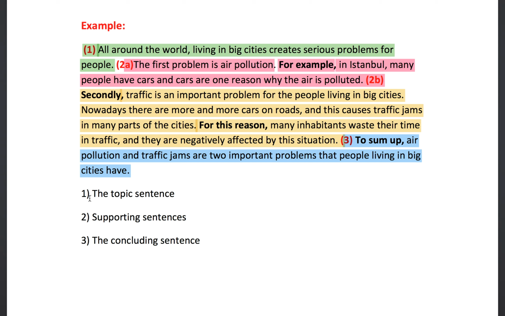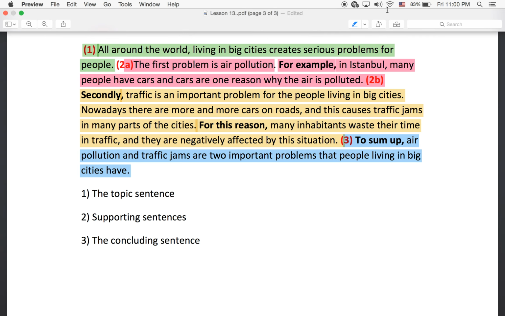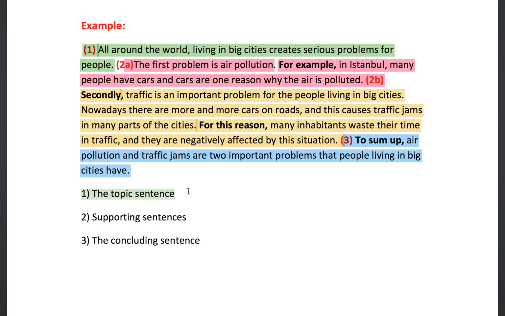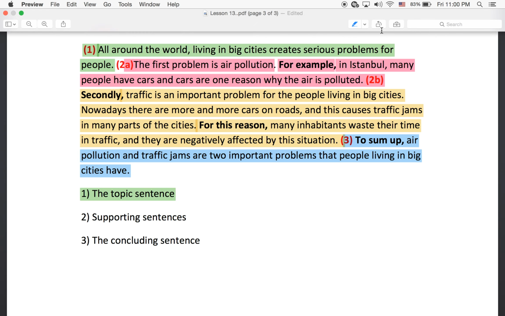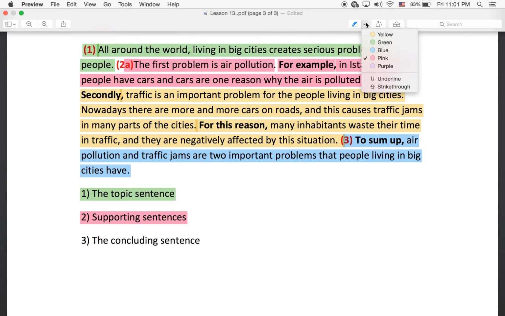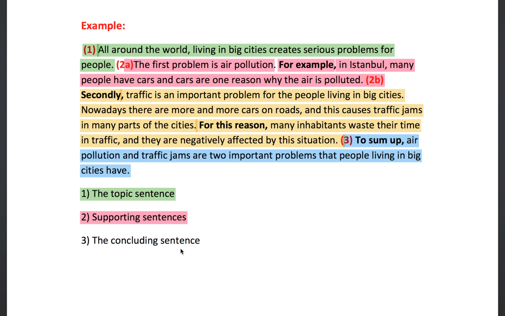So here I mentioned all the parts: the topic sentence, the supporting sentences, and also the concluding sentence. And this yellow one here is also a supporting sentence.